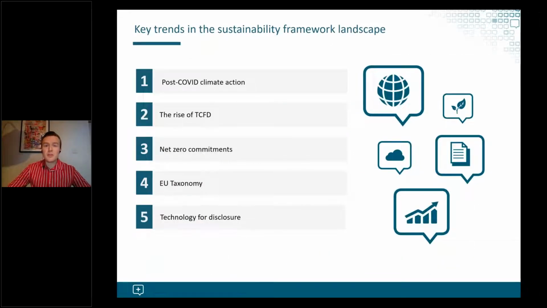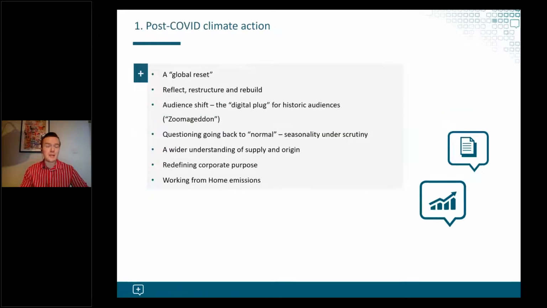So really it's my job to set the scene on some of the key trends in the sustainability framework landscape. Not an easy job given the speed and the amount of things that are happening within sustainability reporting. I've had to update these slides numerous times already this week in terms of things that are announced and released. But just to pick up on some of the key trends and put these into 5 topics in terms of what we're seeing in the landscape.